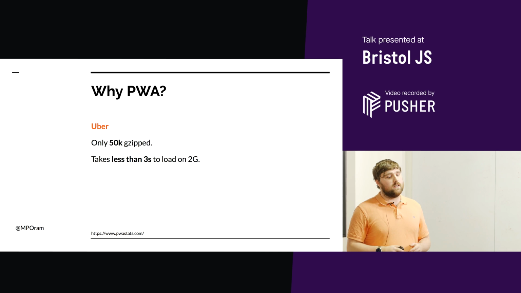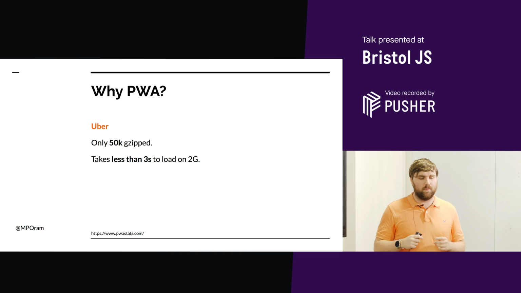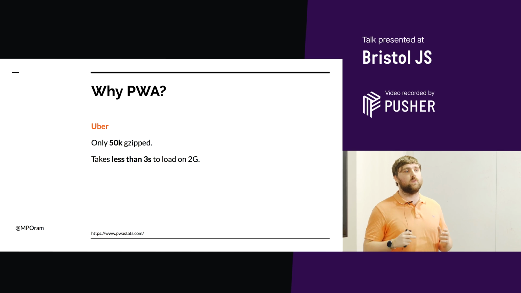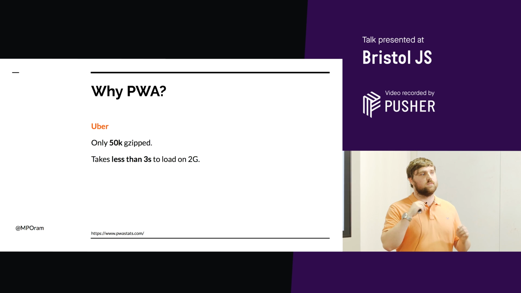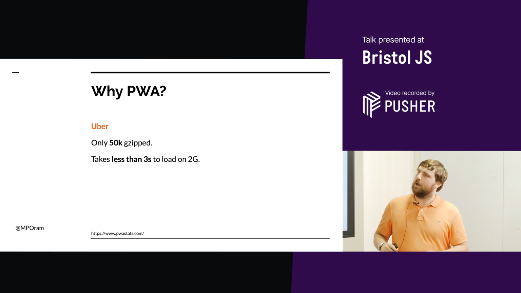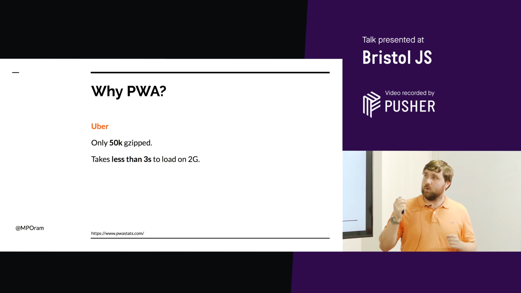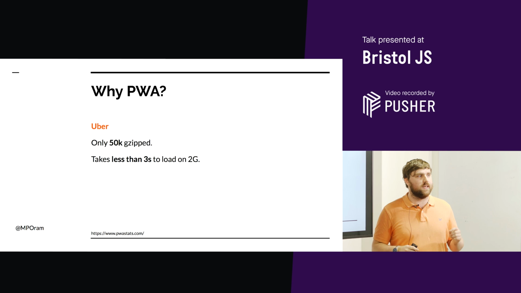Uber did it as well. So they decided that what they wanted from their PWA was for it to be as small as possible and for it to use as small amount of data as possible, so that no matter where you are, if you're stuck in the middle of the field and drunk or whatever, you can still get a taxi. So they created a PWA which gzipped is actually only 50K. The whole application of Uber is just 50K.